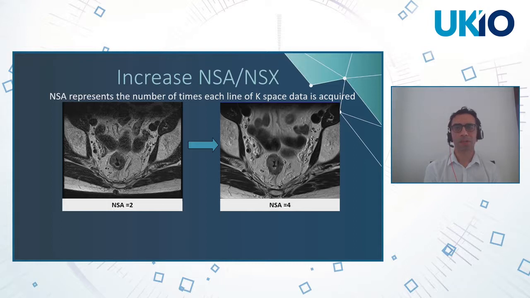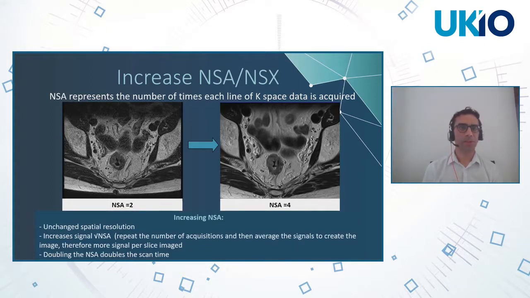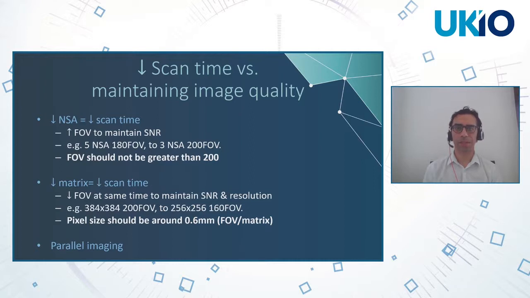So at Northwick Park, we use an NSA of 4. I know other departments such as the Royal Marsden use an NSA of 6, and I will include the Marsden protocol at the end of my slides. So here's a summary text box on NSA: unchanged spatial resolution, increased signal, but doubling of the scan time with doubling of the NSA.